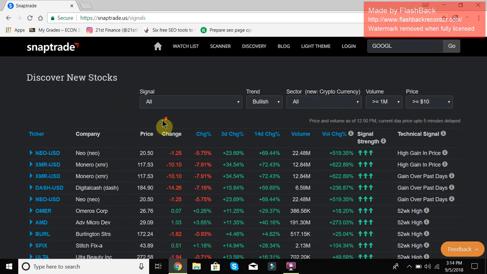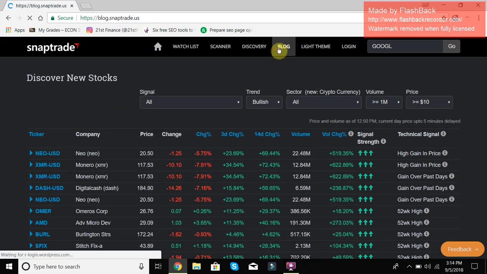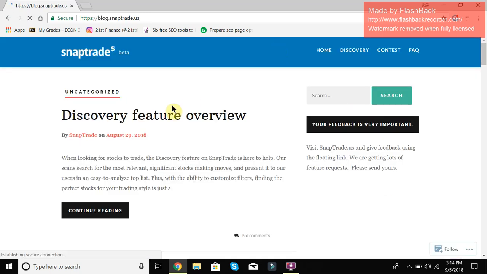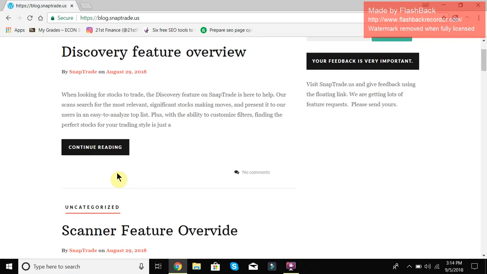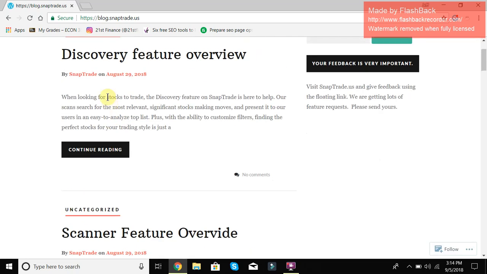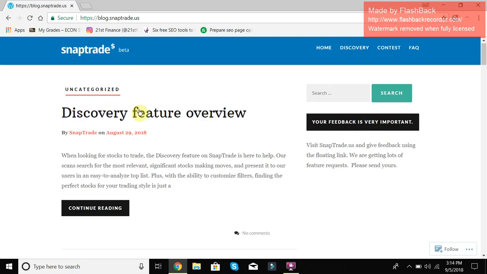Last little tidbit of this website that I like: there actually is a blog on the website as well. The nice thing with the blog, if you're new to Snaptrade, is that Snaptrade is a newer website. They're in a beta phase for a lot of their processes. The blog will show you how to use different features within the website, so you can read up on it and understand, okay, this is what this feature does.